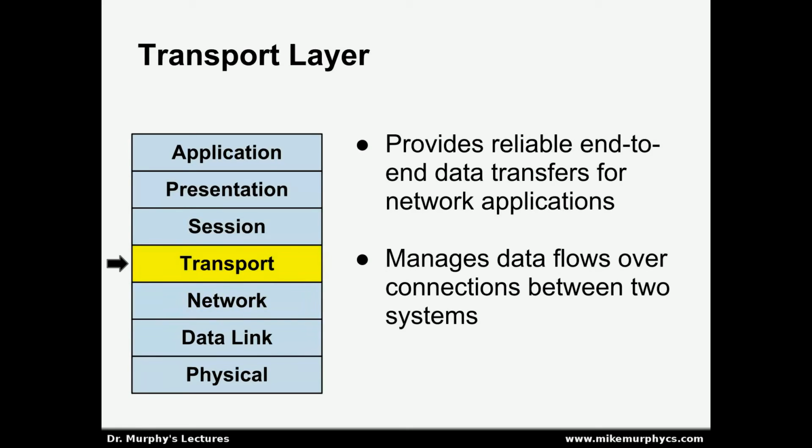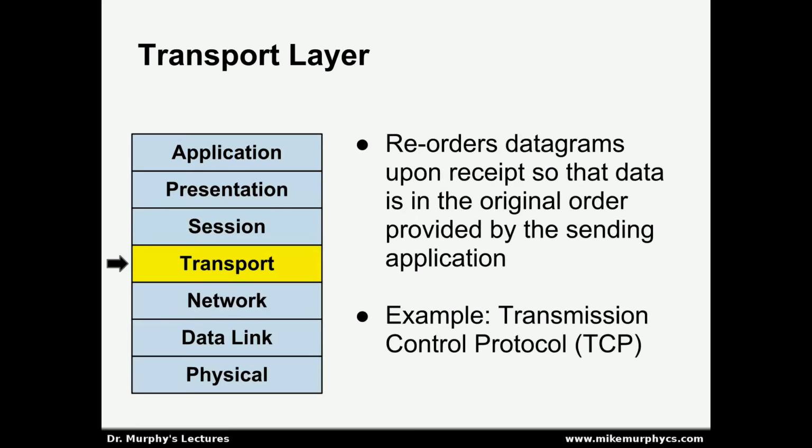The transport layer sits above the network layer and provides reliable end-to-end data transfers for network applications. The transport layer is responsible for managing data flows over connections between two systems, and in many cases the transport layer ensures a certain amount of reliability in terms of the communication. One thing the transport layer typically does is reorder datagrams upon receipt so that data is in the original order provided by the sending application.